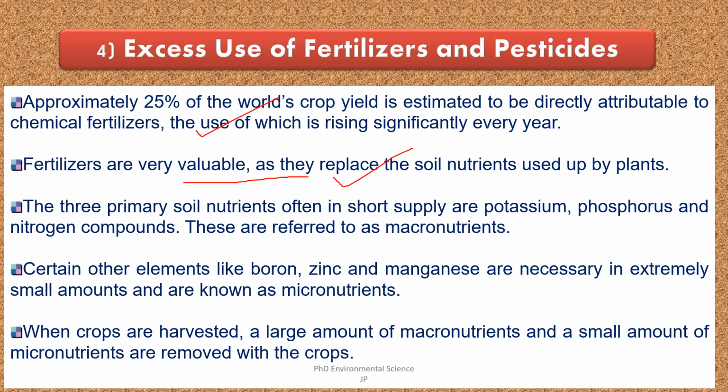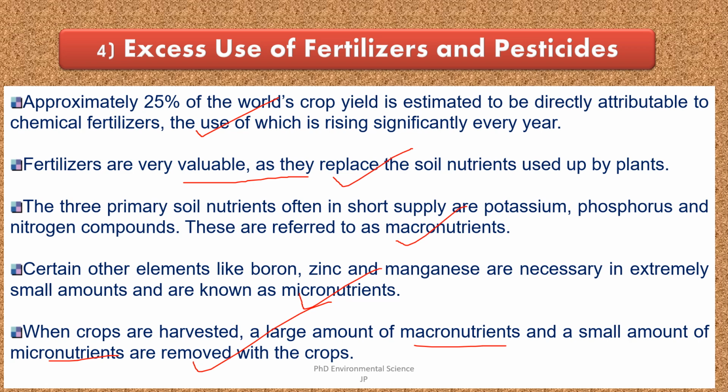Then there are macronutrients and micronutrients. The primary nutrients which are required in relatively large quantities by the plants are macronutrients like nitrogen, phosphorus, potassium. Micronutrients are required in small amounts, but they are equally essential for plant growth and health. Examples include boron, zinc, manganese. When crops are harvested, they remove significant amounts of macronutrients and smaller amounts of micronutrients from the soil. Over time, if these nutrients are not replenished, soil fertility can decline, impacting crop yields and overall agricultural productivity.